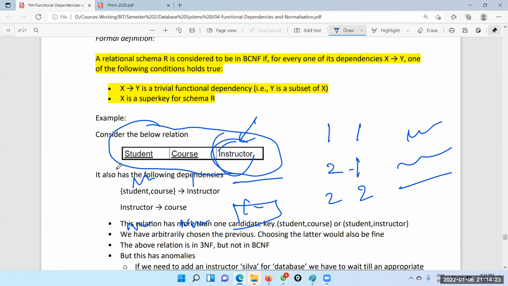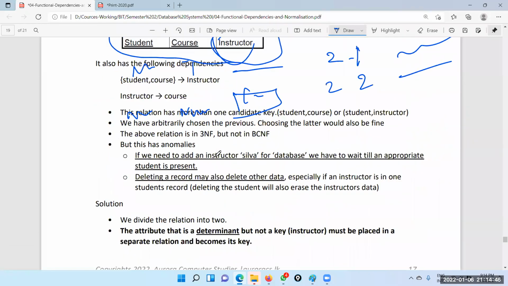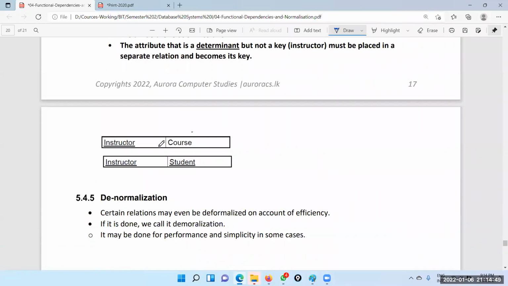Because if there's no student, you can't add the instructor. If there's no course, you cannot add the instructor. So therefore, this is bad design. And we say that this has violated the BCNF. Right? If you want to achieve BCNF in your table, you have to separate this into a different table. Now you can see instructor and student, instructor and course. So once you separate it, yes, that is fine. But it is not a must. Usually you can understand BCNF without much issue as well.